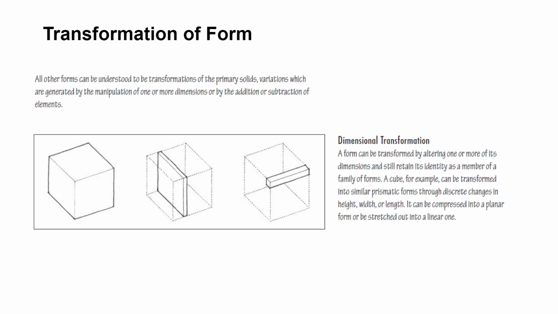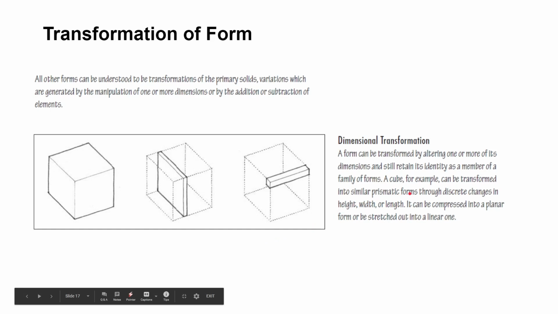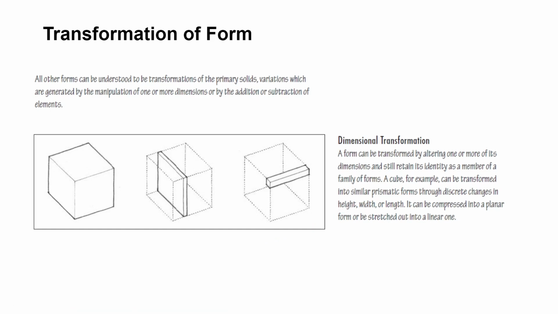So in this, you have your dimensional transformation. A form can be transformed by altering one or another of its dimensions and still retain its identity as a member of a family of forms. A cube, for example, can be transformed into a similar prismatic form through discrete changes in height, width, or length. So it can be compressed into a planar form or can be stretched out into a linear one.